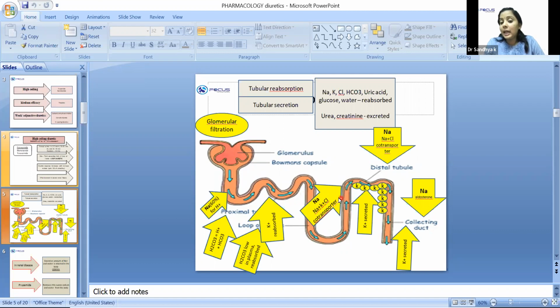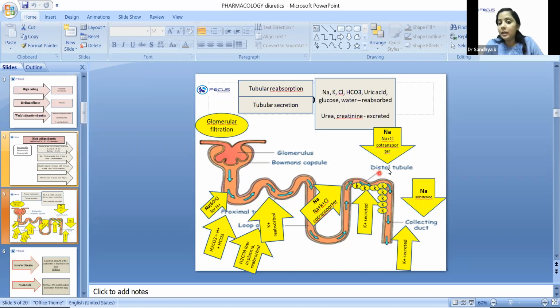This is the thick ascending limb of loop of Henle. There we have a transporter called the sodium potassium chloride co-transporter. What is the function of this transporter? Its function is to reabsorb sodium and chloride back into the body. So it is present at the thick ascending limb of loop of Henle, and it absorbs sodium back into the body.